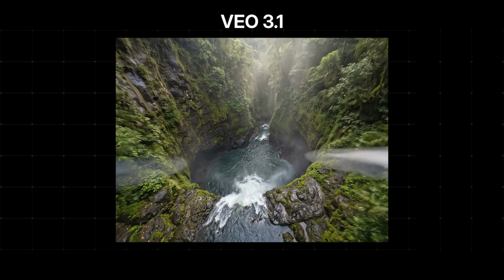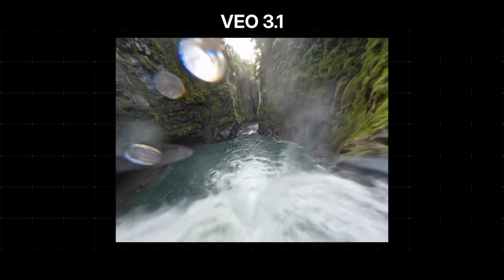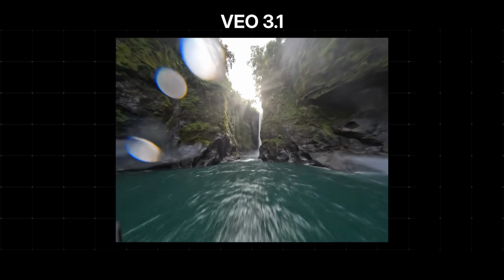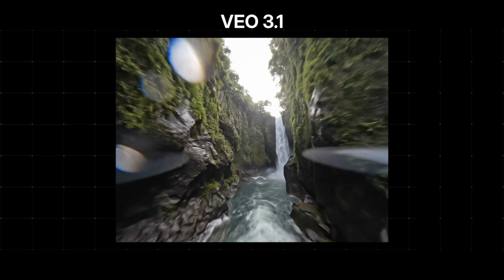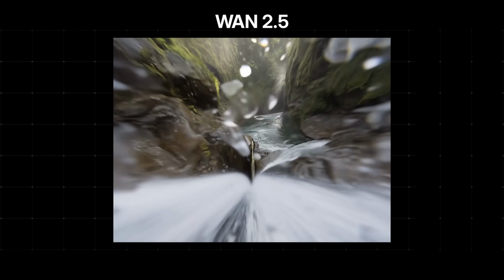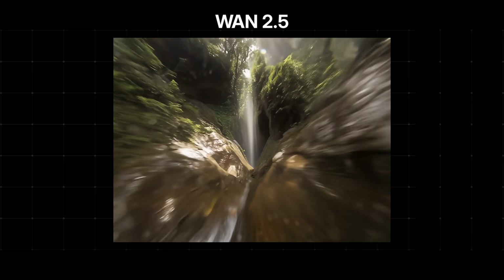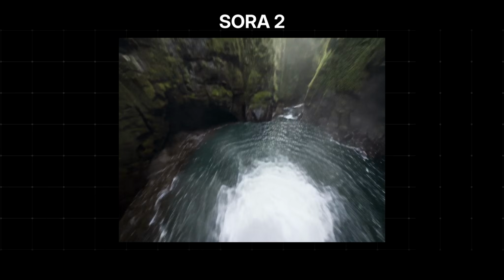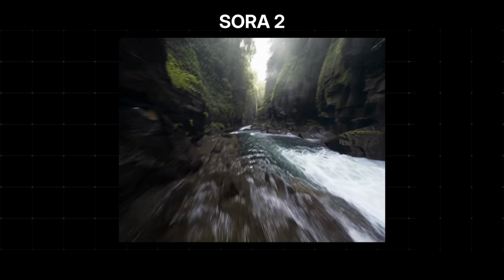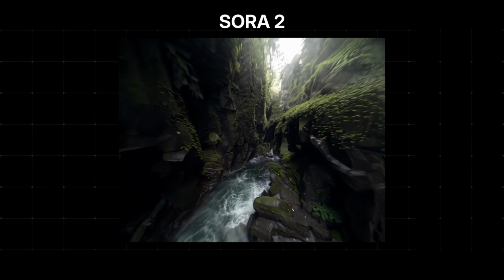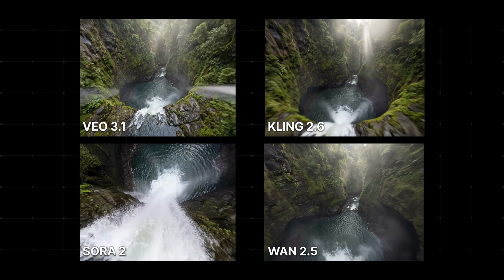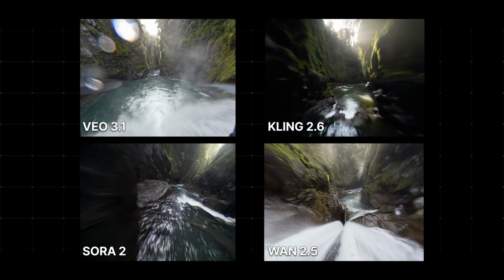Veo's motion wasn't quite as dynamic, and it accidentally put the drone inside the frame. But the image quality itself was actually pretty good. Wan handled the camera movement better, but struggled to generate the new environments as the drone flew down. Sora looked a bit glitchy and noisy. It understood the camera move we wanted, but it just wasn't as smooth as we'd hoped. Objectively, Kling gave us the best result here.